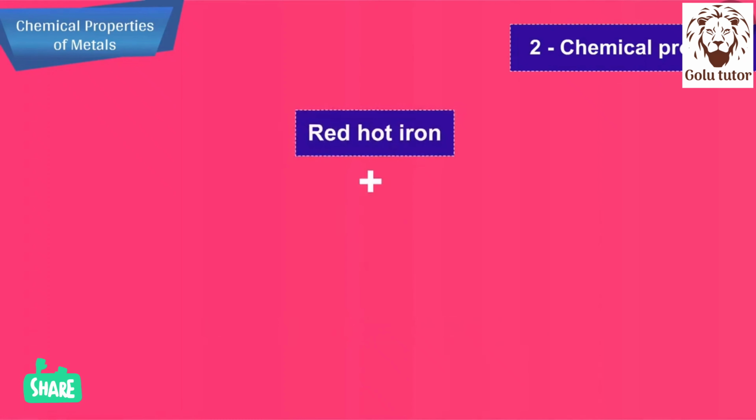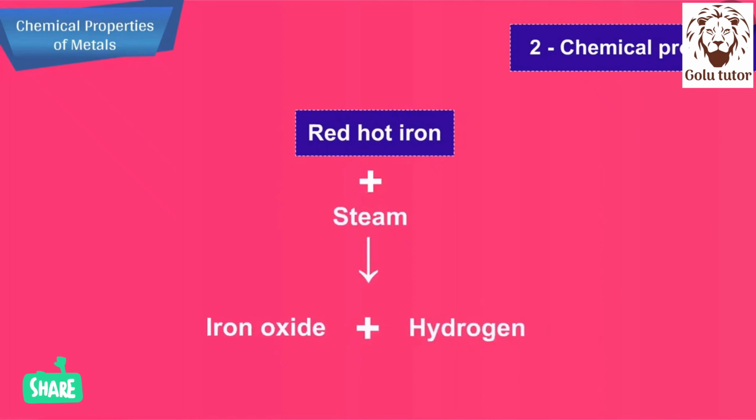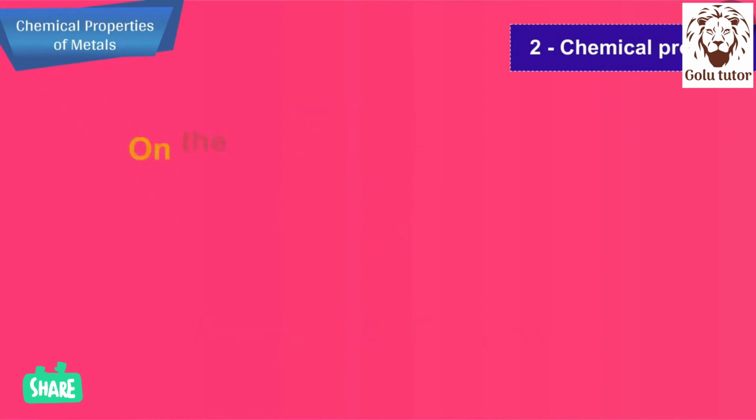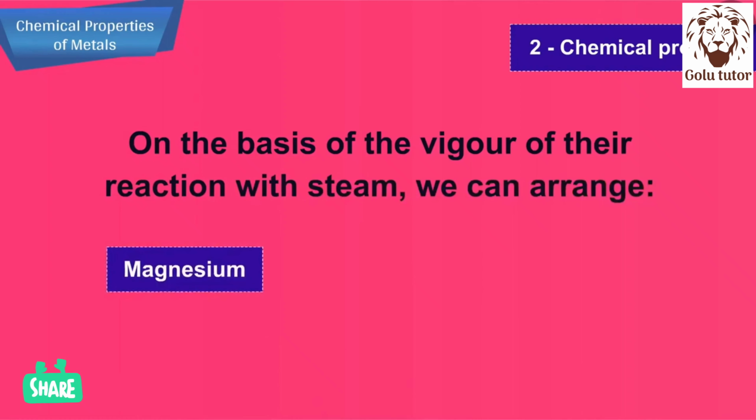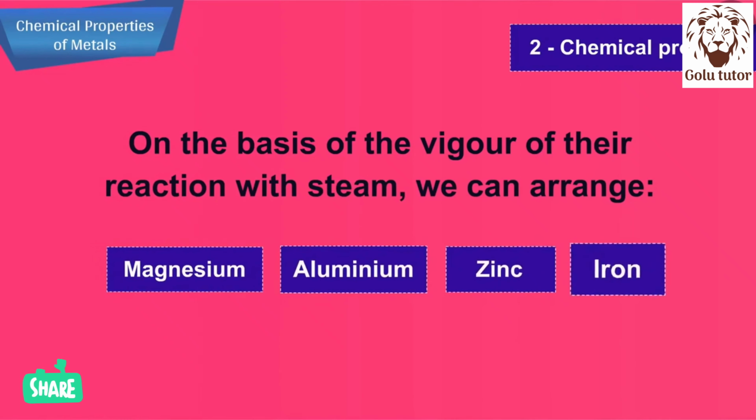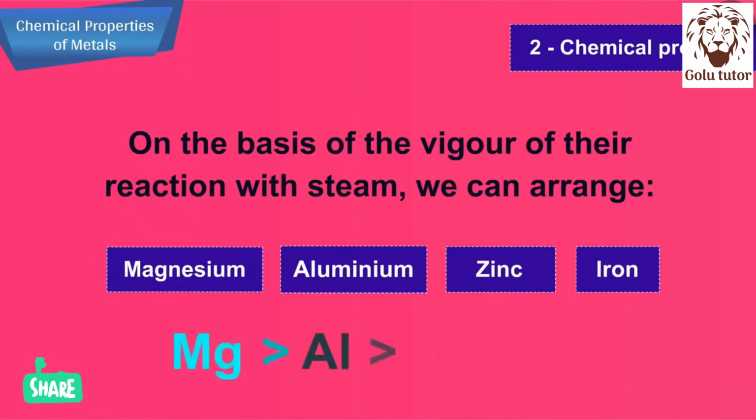Red-hot iron reacts with steam to form iron oxide and hydrogen gas. On the basis of the vigor of their reaction with steam, we can arrange magnesium, aluminium, zinc and iron metals in the decreasing order of their reactivity.